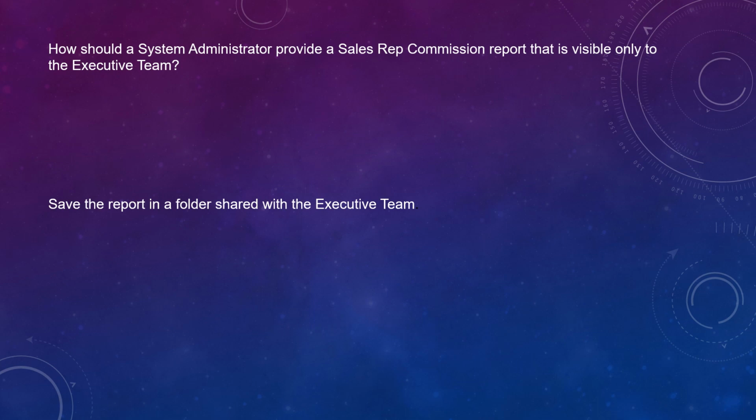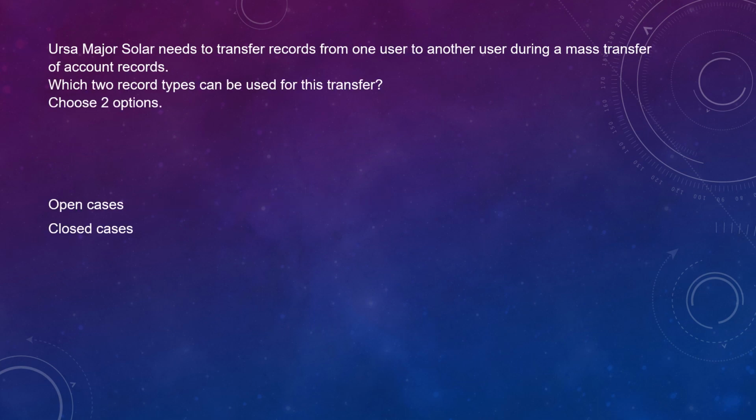How should a system administrator provide a sales rep commission report that is visible only to the executive team? Save the report in a folder shared with the executive team. Ursa Major Solar needs to transfer records from one user to another user during a mass transfer of account records. Which 2 record types can be used for this transfer? Open cases and closed cases.